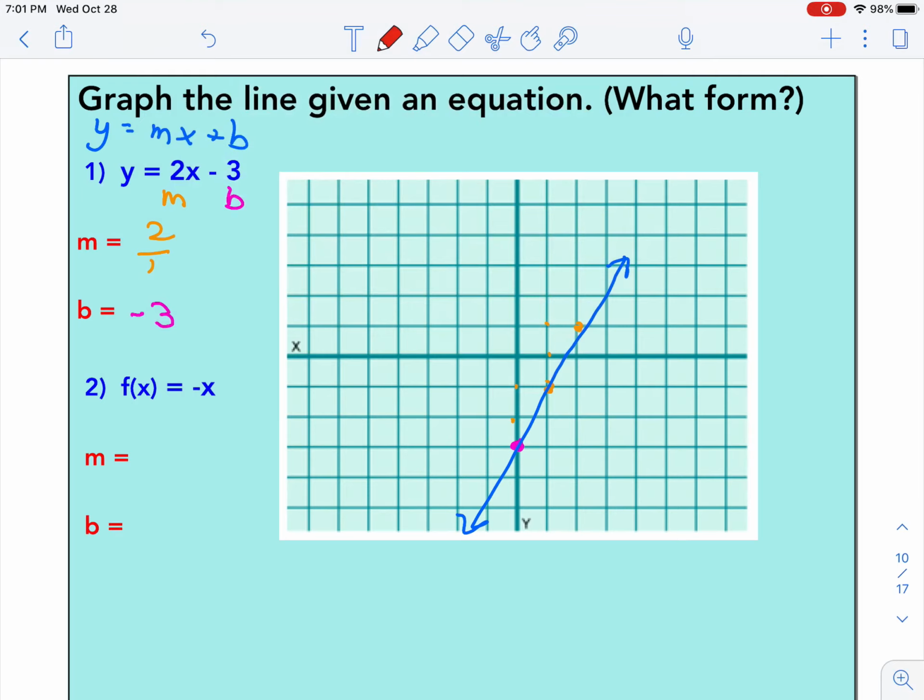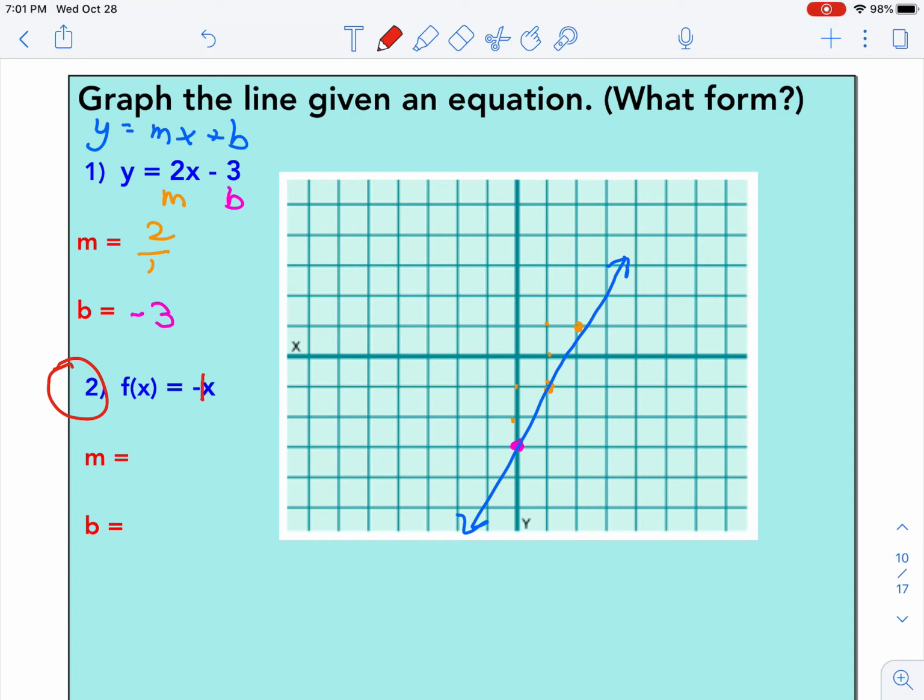So your turn, you are going to try number 2 right here. This one's a little bit tricky. See what you can do with it. See what you remember. Pause the video and see if you can graph it on this same grid.